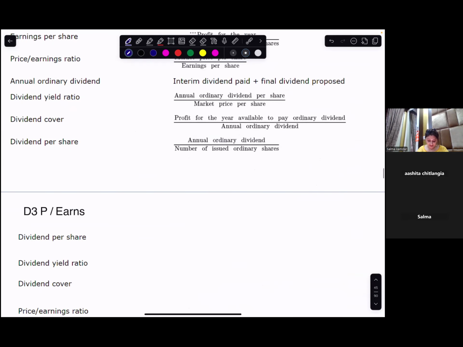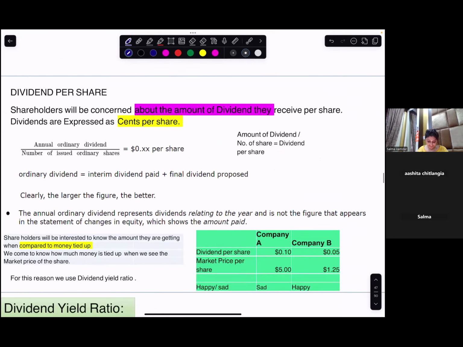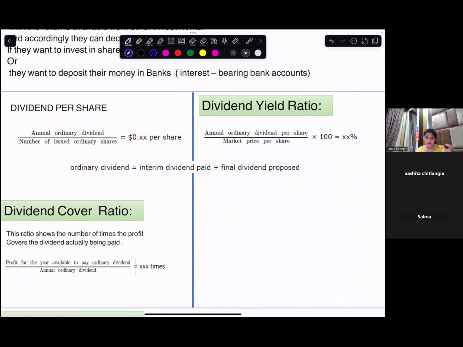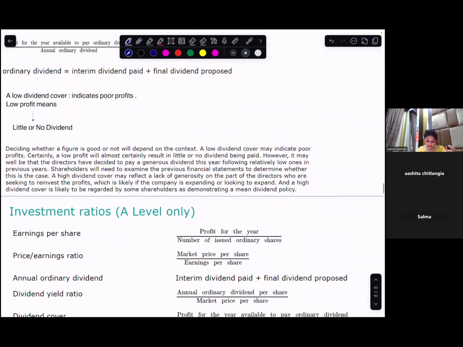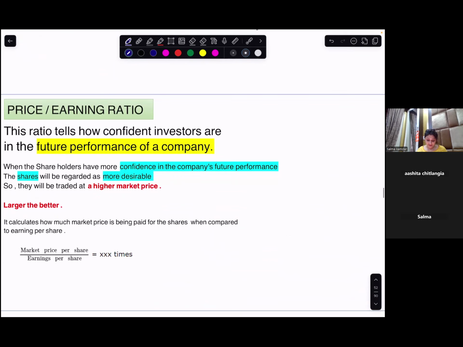Which price of which share? Ordinary share. So price earning ratio would be price of which share? Market price. A share can have two prices: it has a market price, and it has a nominal price. Market price is the price at which it is sold. So market price per share divided by earning per share. So your price earning ratio is so many times.